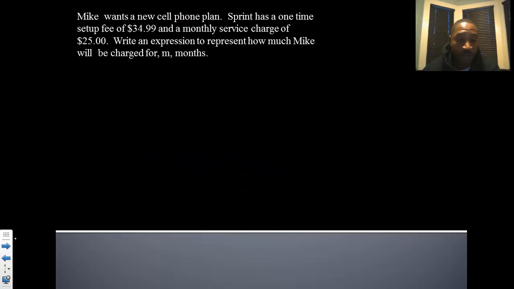Okay, so let's go here. So this is the same problem. Mike wants a new cell phone plan. Sprint has the one-time cell phone fee. Now, notice that this $34.99, it wasn't attached to a variable. It wasn't married because we're never going to multiply this because this is only paid once. And a monthly service charge of $25.